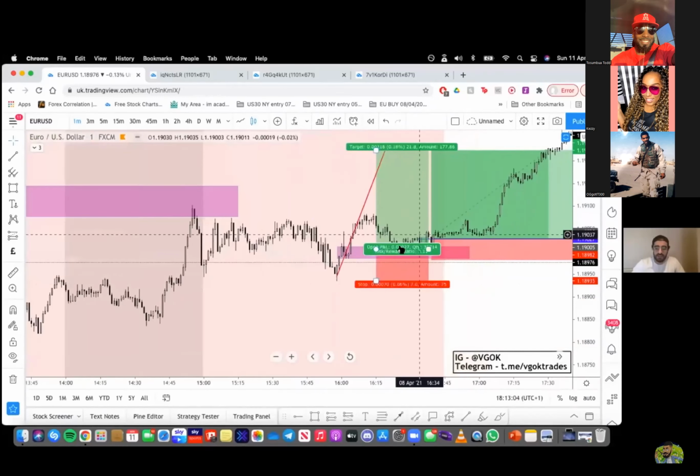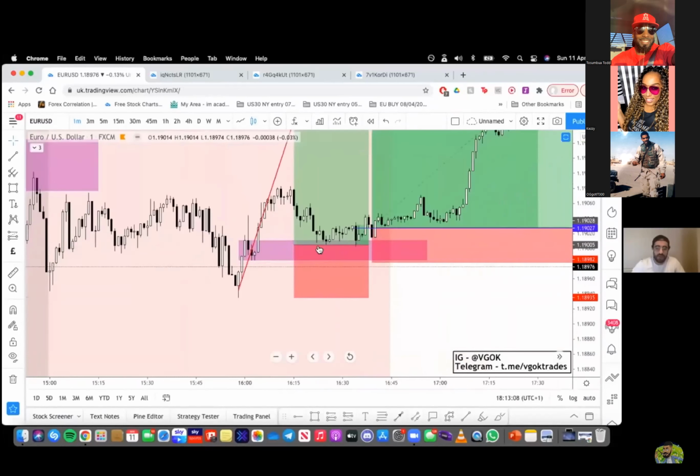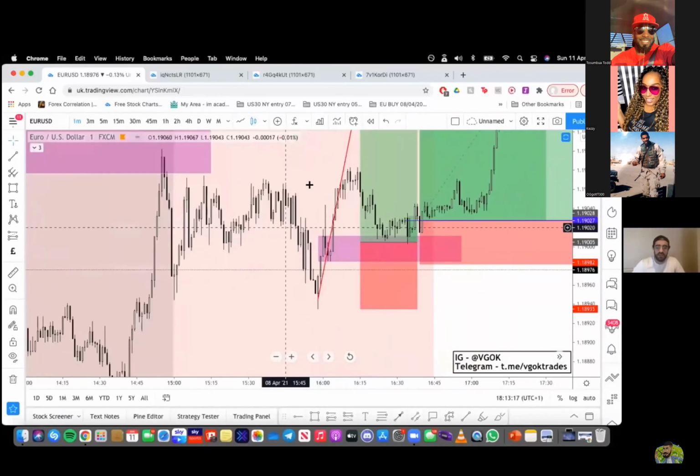So the first entry was based off of this area here for a buy. We had a good area for entry around the 1.19 level, and I moved entry slightly higher just to account for spreads. So that was one entry there.